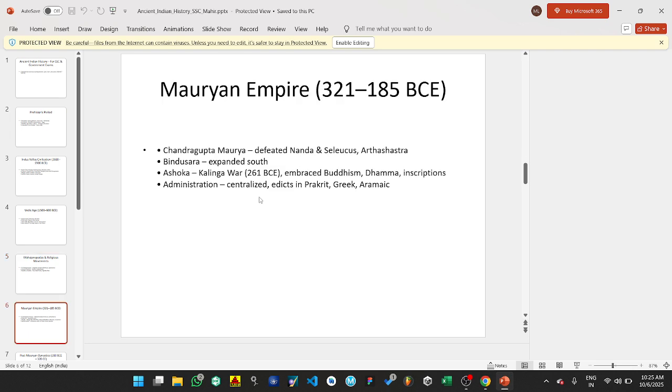The Mauryan Empire, the first great empire of India, was founded by Chandragupta Maurya, guided by Chanakya, author of the Arthashastra. He defeated the Nandas and even the Greek ruler Seleucus. His grandson Ashoka expanded the empire through the Kalinga War in 261 BC. The massive bloodshed changed him. He adopted Buddhism and spread peace through his Dhamma. He built stupas like Sanchi and the lion capital at Sarnath.